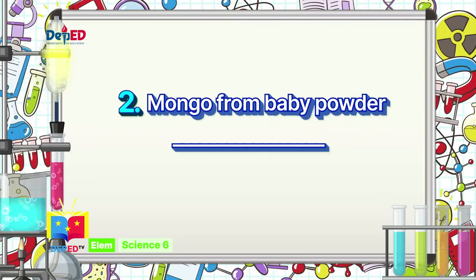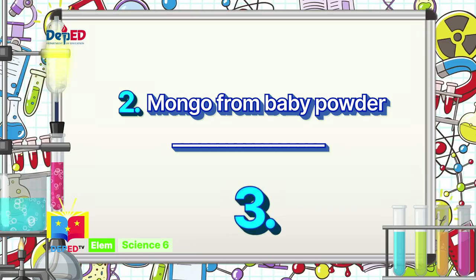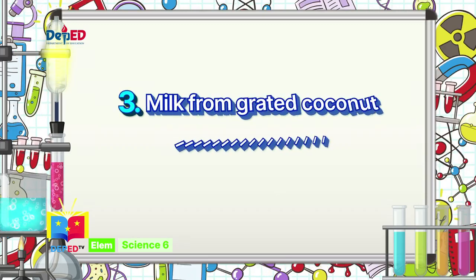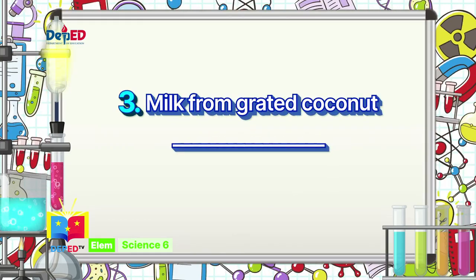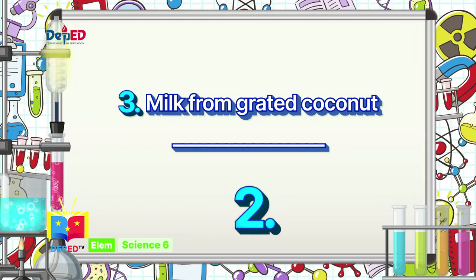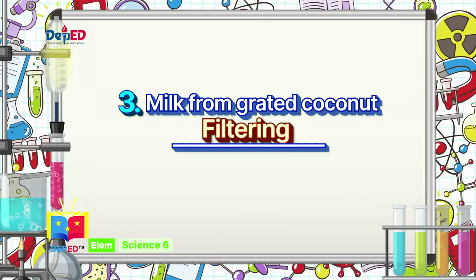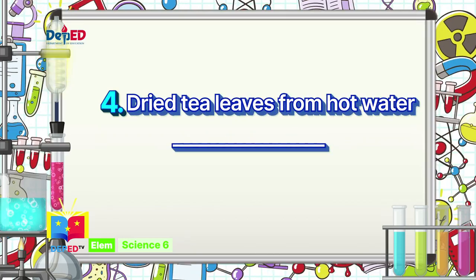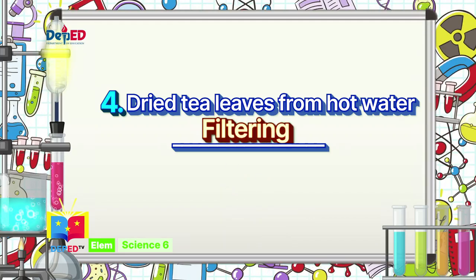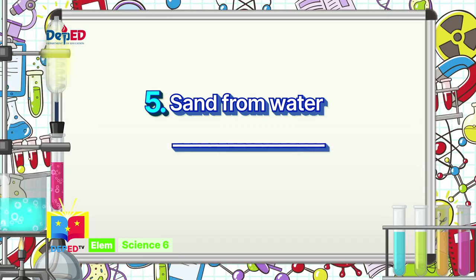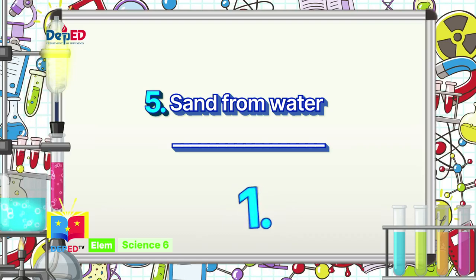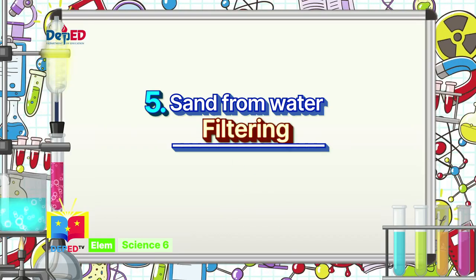Number 2. Mongo from baby powder. The correct answer is sieving. Number 3. Milk from grated coconut. The correct answer is filtering. Number 4. Dried tea leaves from hot water. The correct answer is filtering. Number 5. Sand from water. The correct answer is filtering.